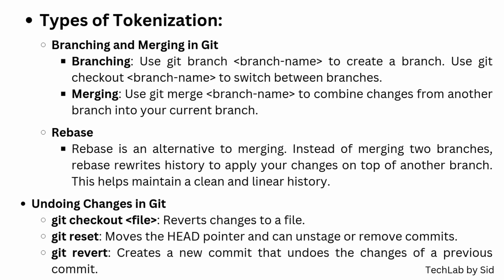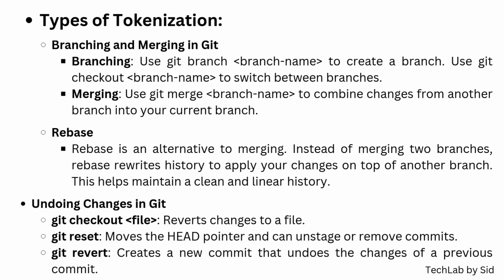Branching and merging in Git. Branching allows developers to create separate paths for development. To create a new branch, use the command git branch name. To switch between branches, use git checkout branch name.